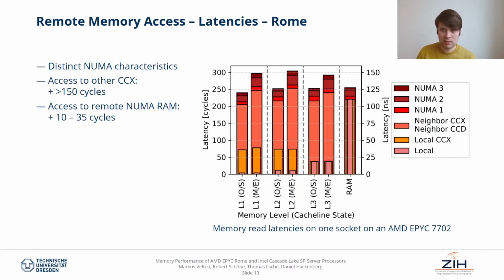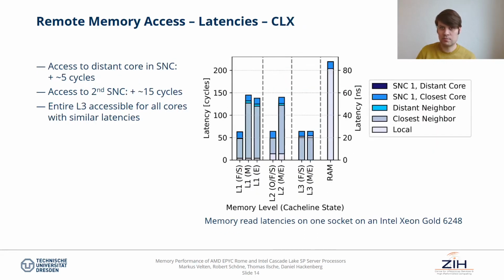The darker the color gets in these charts, the further away the NUMA node, or the memory, is. We see that we need about 150 additional cycles when accessing memory in a remote CCX. And this is particularly true if we take a look at the L3 results. We see 39 cycles for everything that's local to the CCX. But once you leave the CCX and want to access L3 on another CCX, we see that additional 150 cycle penalty. Accesses to remote NUMA RAM take about 10 to 35 additional cycles.